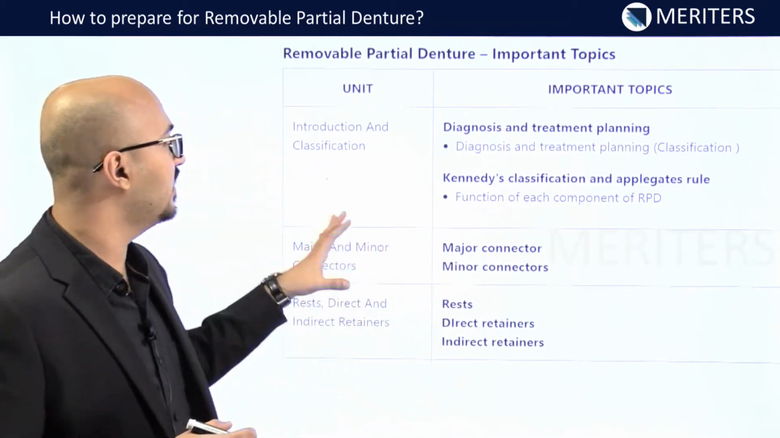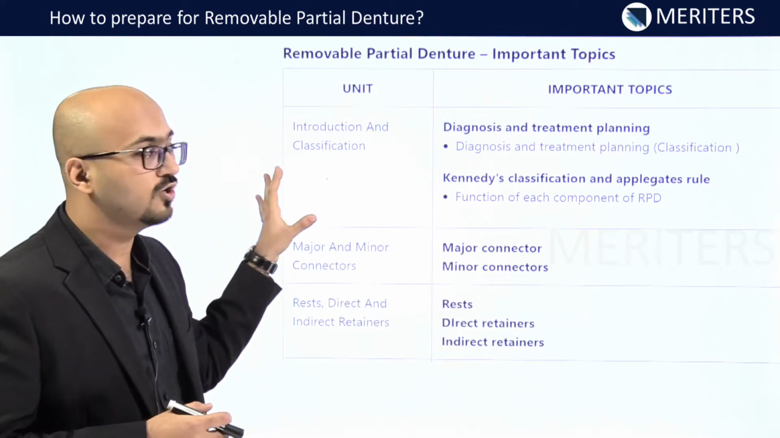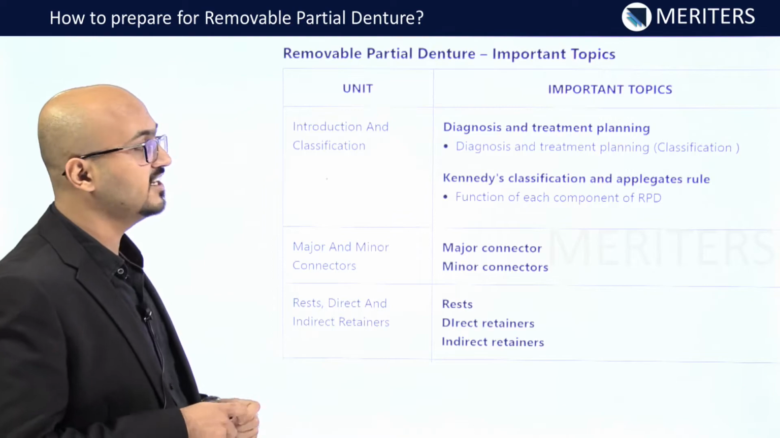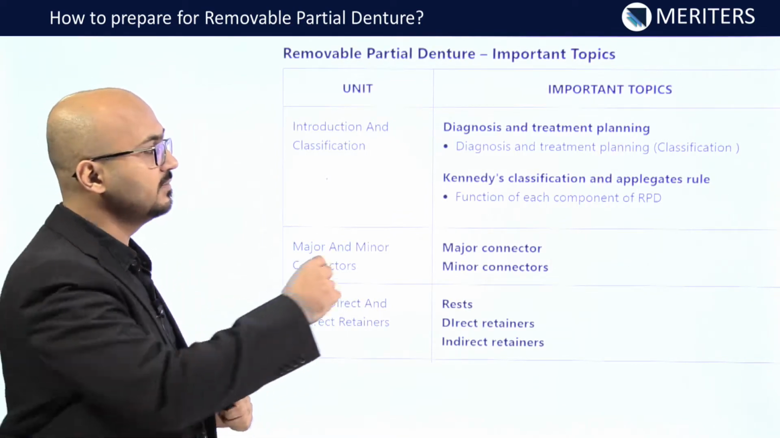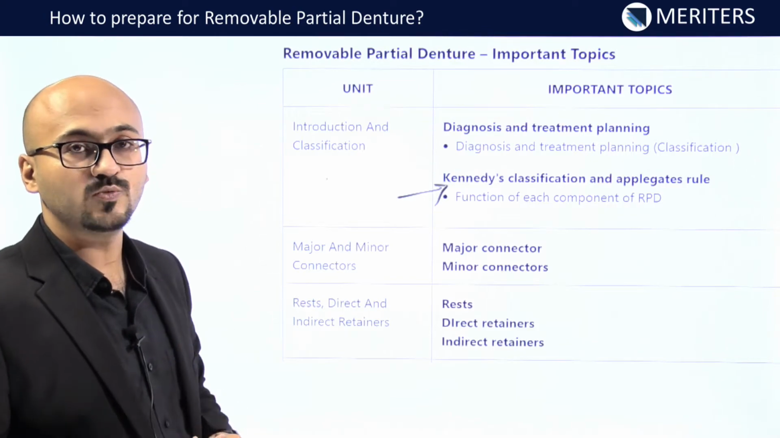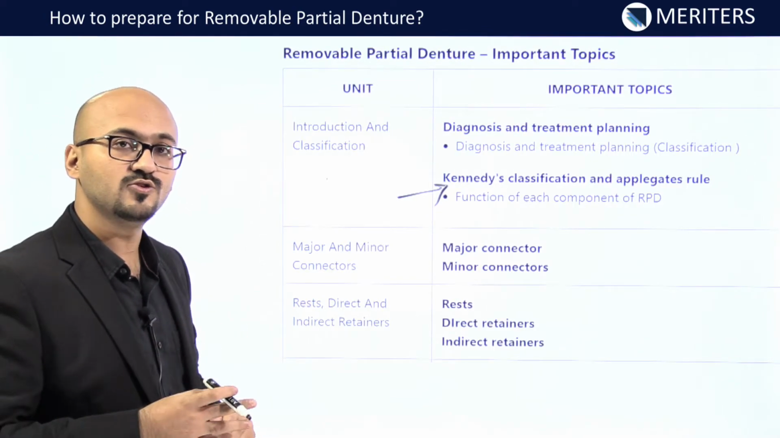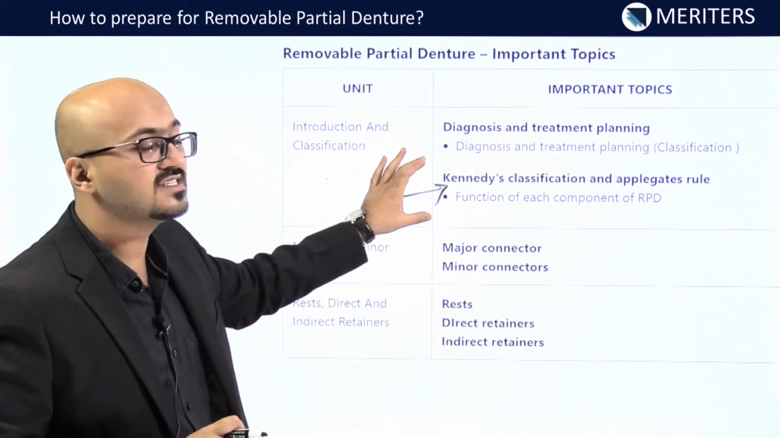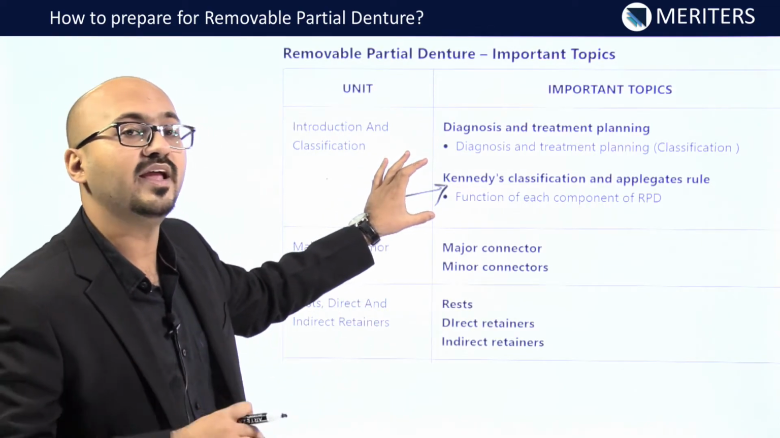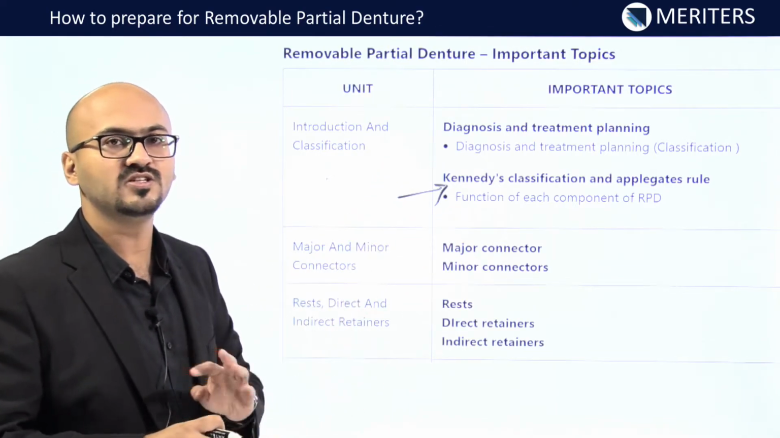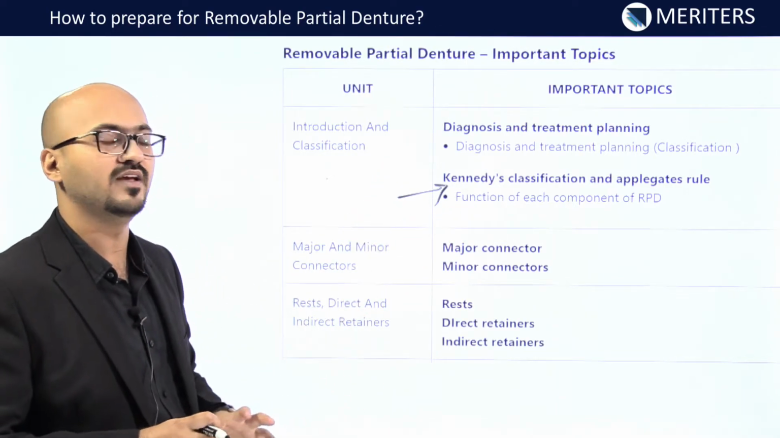Here we have a topic wise list of the important topics from removable partial denture. Introduction and classification: the most important concept is Kennedy's classification and Applegate's rules. You can expect image based questions and a lot of clinical scenarios, a lot of design based questions. So you have to be very thorough with Kennedy's classification first to attempt any such questions. You can read it from any of the 4 books that I have mentioned. All of them have given it equally well.